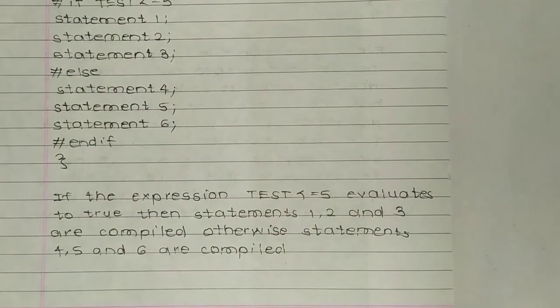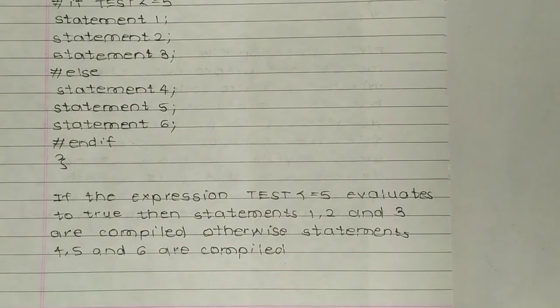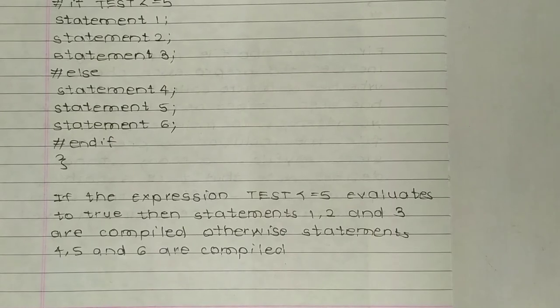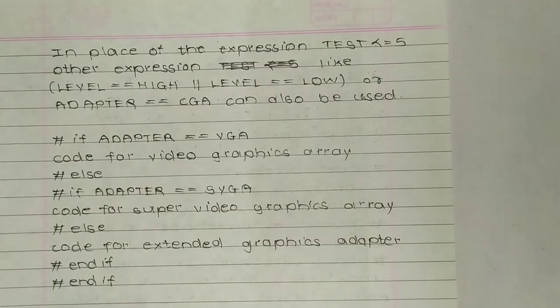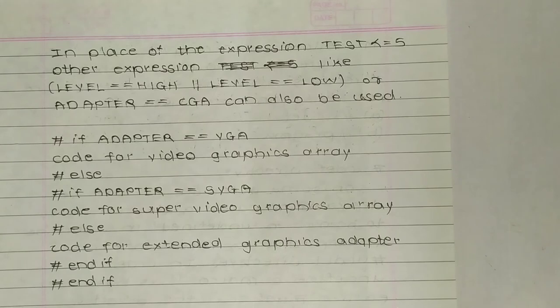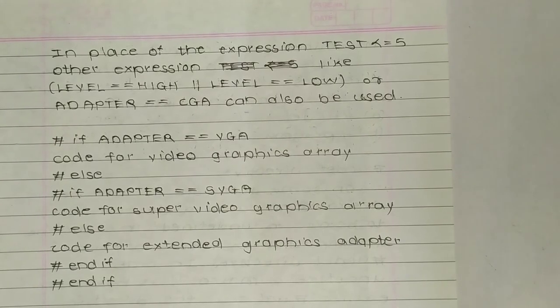If the expression test <= 5 evaluates to true, then statements 1, 2 and 3 are compiled, otherwise statements 4, 5 and 6 are compiled. In place of the expression test <= 5, other expressions like level == HIGH, or level == LOW, or adapter == CGA can also be used. So these are also expressions which can be used.